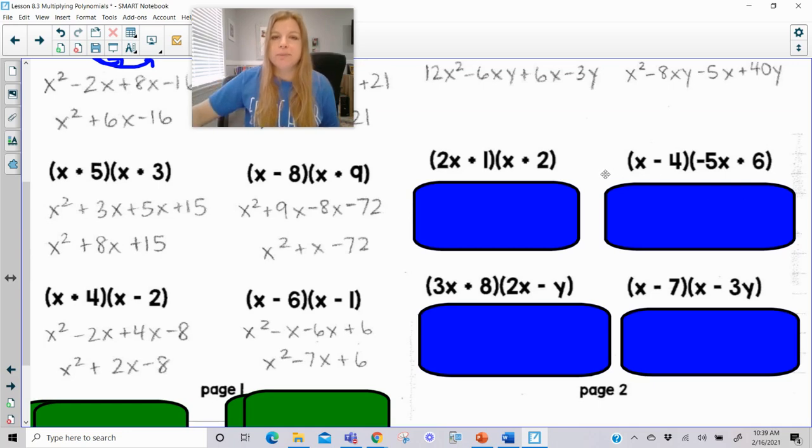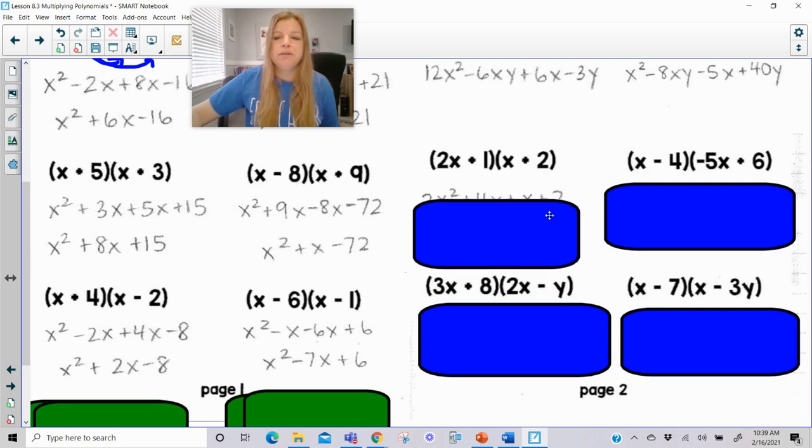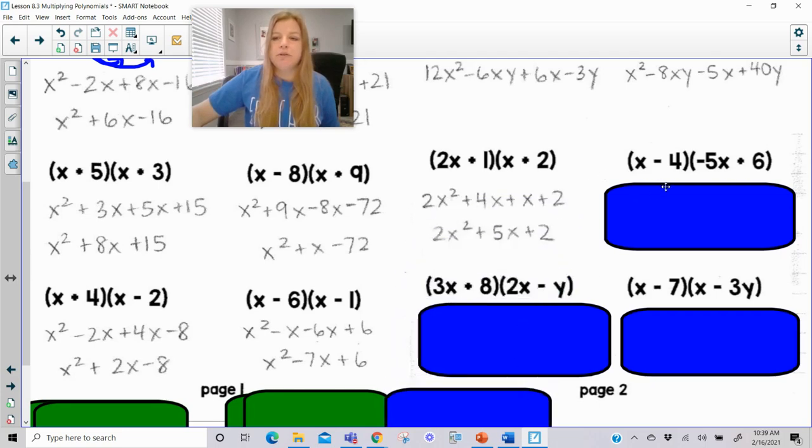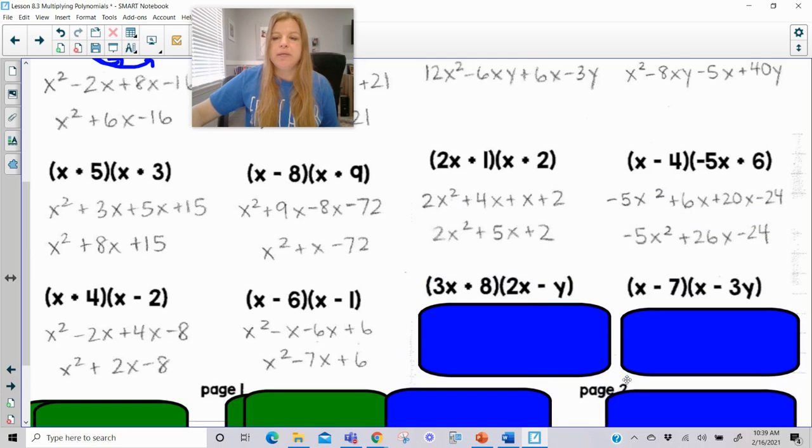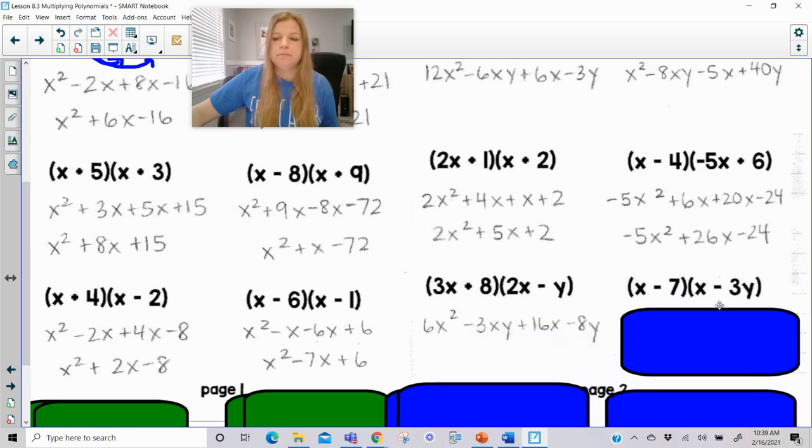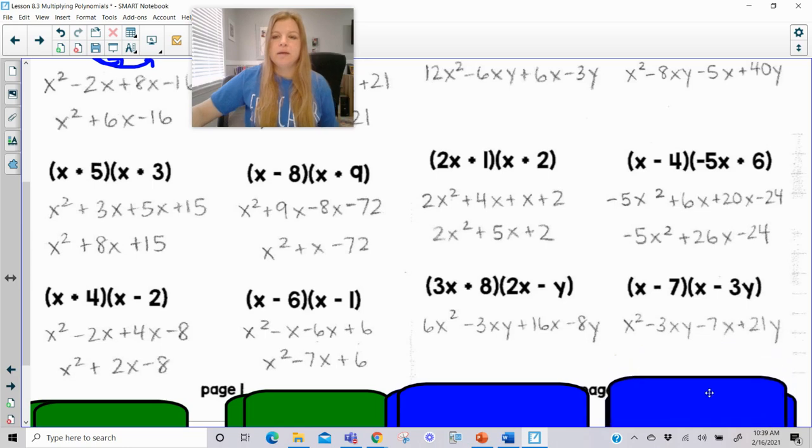Okay, hopefully you're pressing play right now because you tried them out. And so I'm going to reveal and show you what these answers would be. The top 2, you definitely could have combined like terms. The bottom 2, you definitely would not have been able to combine any like terms.